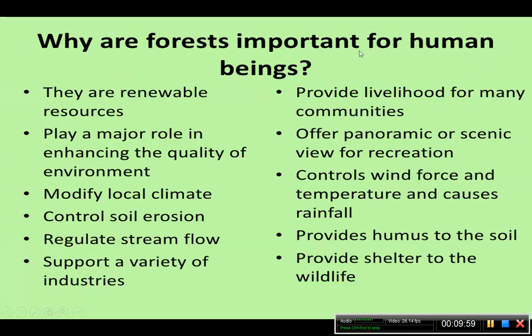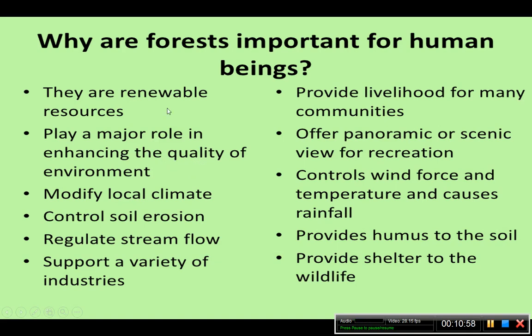Why are forests important for human beings? As we are studying here about the natural vegetation, so why are these important? So they are renewable resources, as we know. They naturally grow, they replenish themselves, and play a major role in enhancing the quality of environment. As you know that plants are the main provider of oxygen on this earth, and they balance the level of carbon dioxide and oxygen, so they enhance the quality of environment.